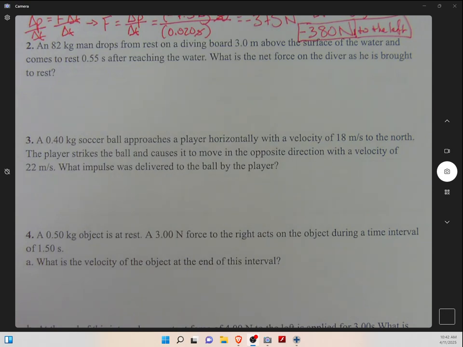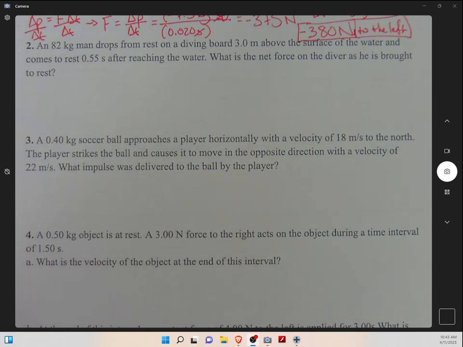So, when it comes to getting that net force, we need to first find the speed that he has right before hitting the water, because it is the water that is going to be applying force to him to get him to stop, actually come to a rest. So at that point of contact on the water, we will have an initial velocity, right? That'll give us the initial velocity.